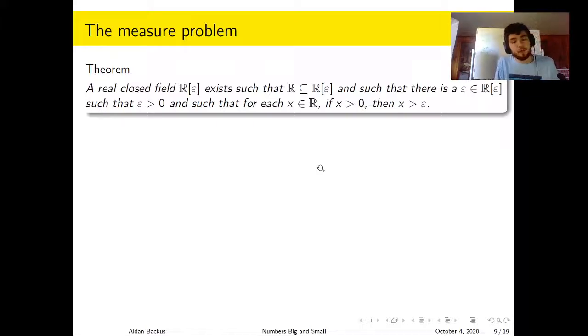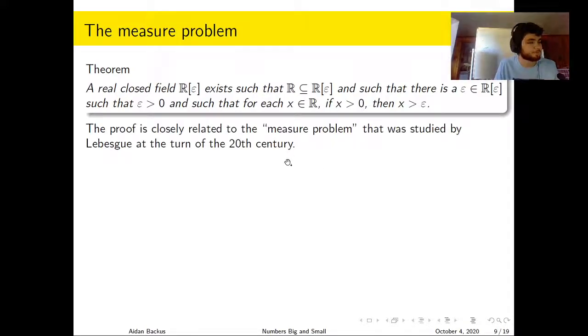All right, so the theorem that we need to prove is that there is a real closed field, which we call R adjoin epsilon. It contains R, and when I say contains, I really mean elementary extension. Yes, sorry, nerds. Such that there is an element that we call epsilon, which is positive, and for every real number x, x is greater than epsilon, if x is positive.